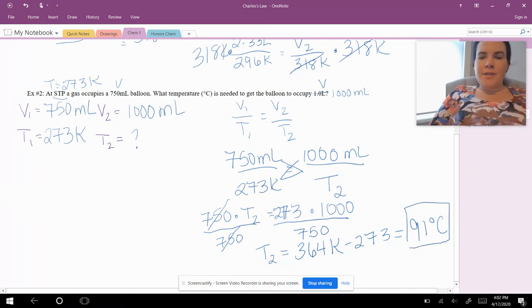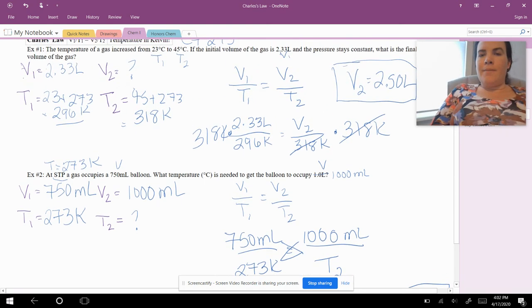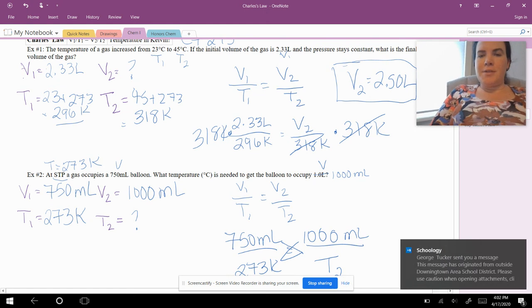All right, so that is Charles' law. With temperature, you're going to be cross-multiplying, or however else you would do your algebra. For volume, you would just have to multiply by the temperature on both sides. Make sure your temperature's in Kelvin. All right, that's it.